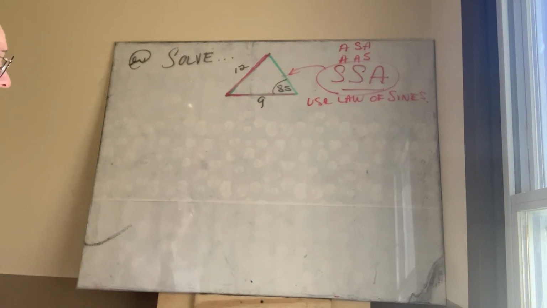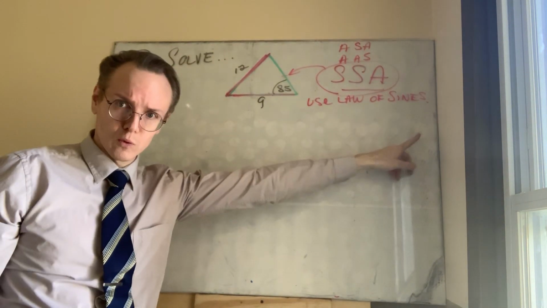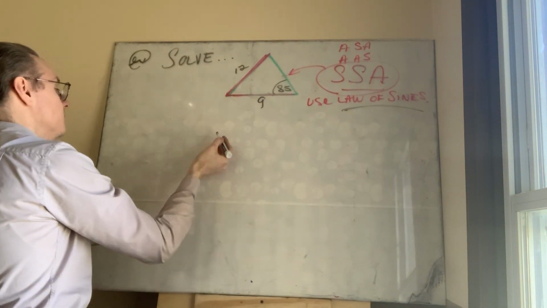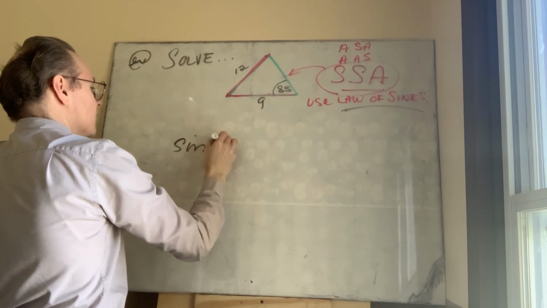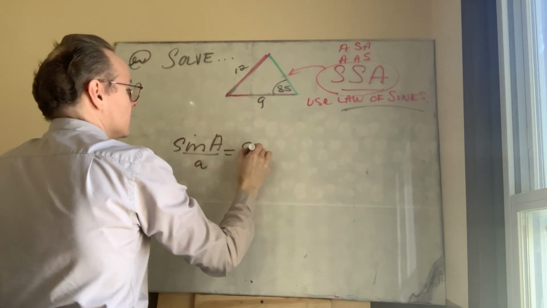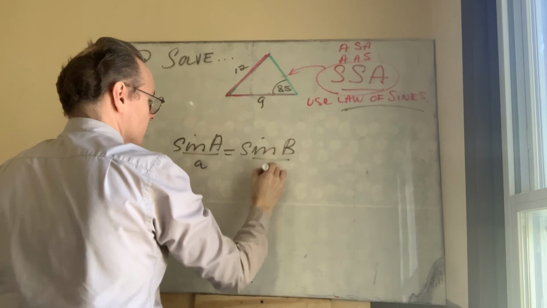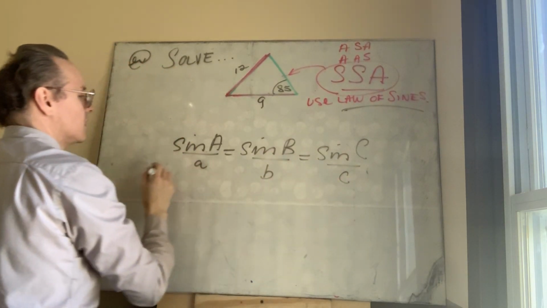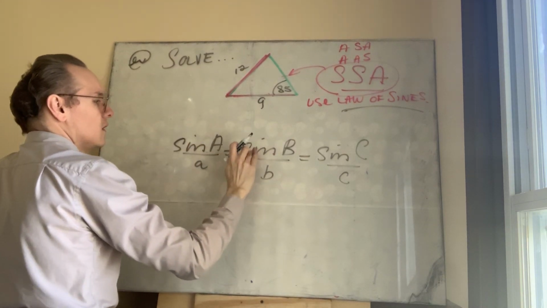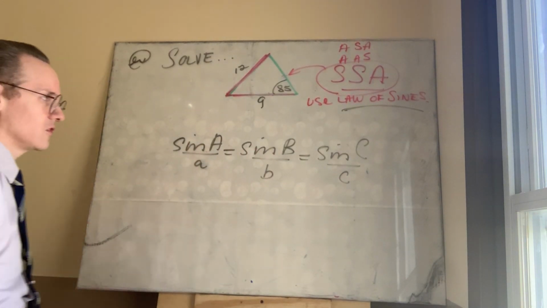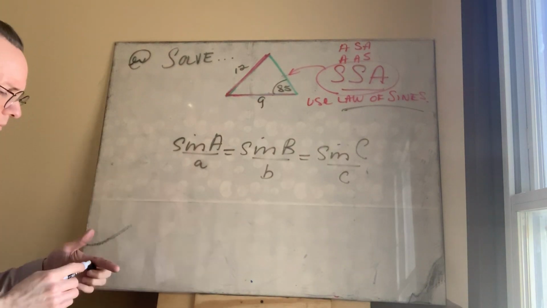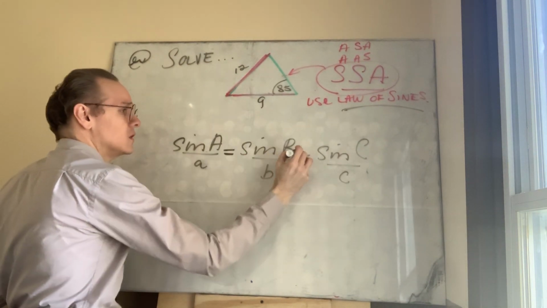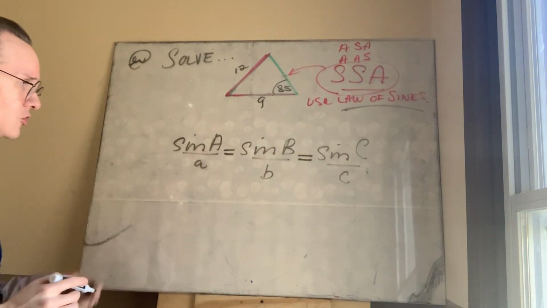What we should do immediately after going, okay, this is the course of action that I'm going to choose. I'm definitely going to use either the sine of alpha over A in tandem with the sine of beta over B and the sine of C over C. These are the laws of sines. The law of sines. These ratios are all equal. And I just need to choose two.